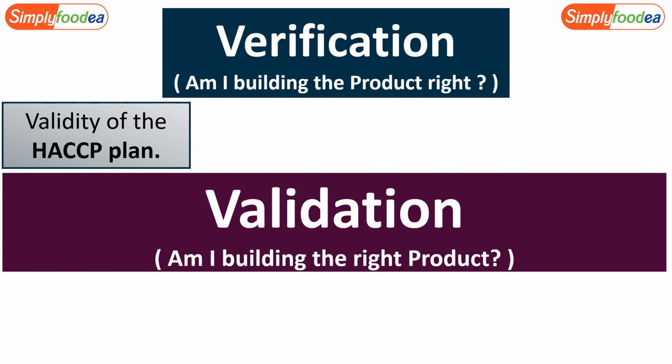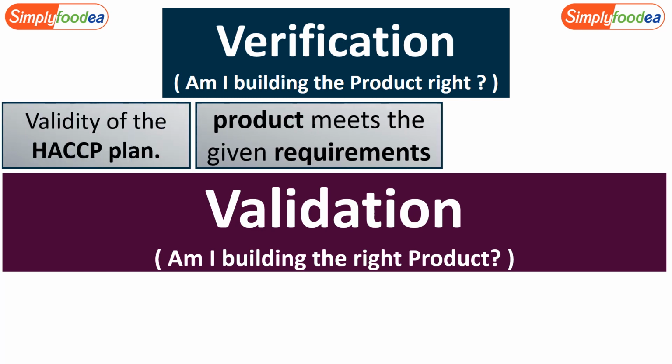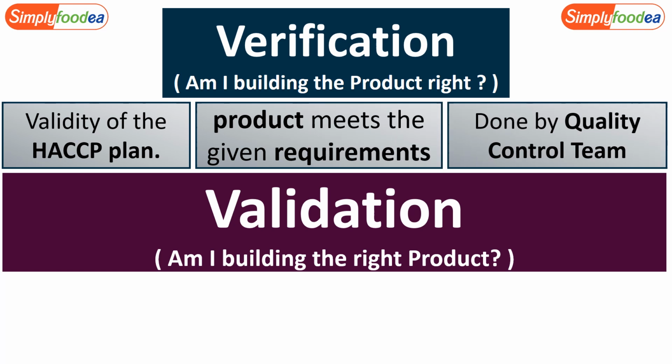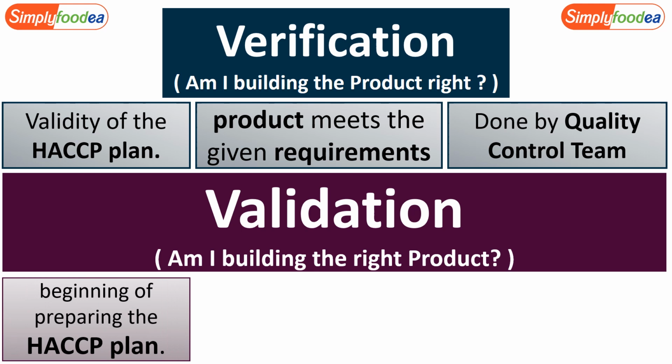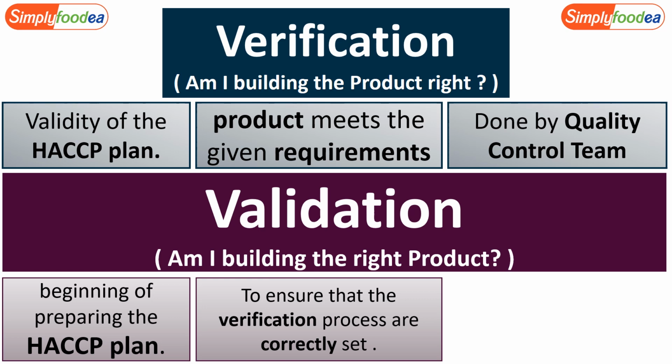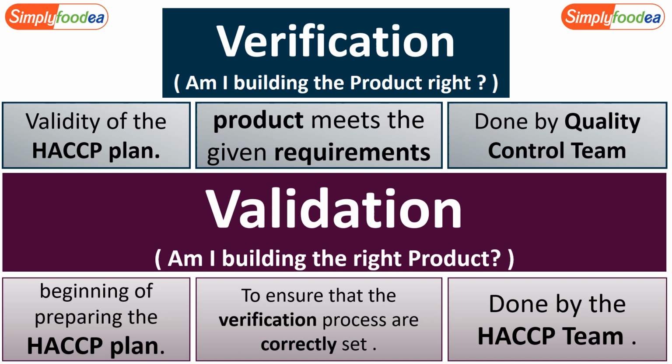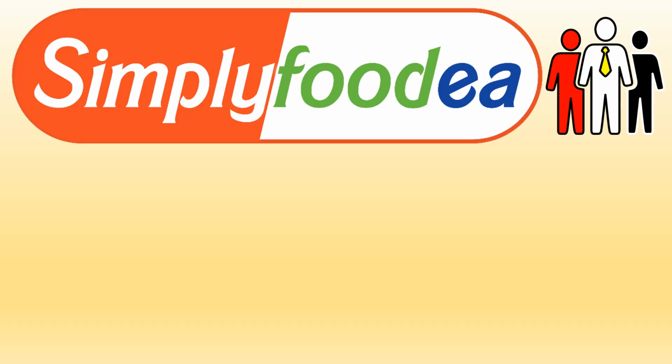The verification ensures the validity of the HACCP plan. Verification also ensures that the product meets the given requirements and is implemented by the quality control team, while the validation is at the beginning of preparing the HACCP plan, is used to ensure that the verification process is correctly set, and is also implemented by the HACCP team at the beginning of preparing the HACCP plan. So we must be sure that the validation is more comprehensive than the verification.